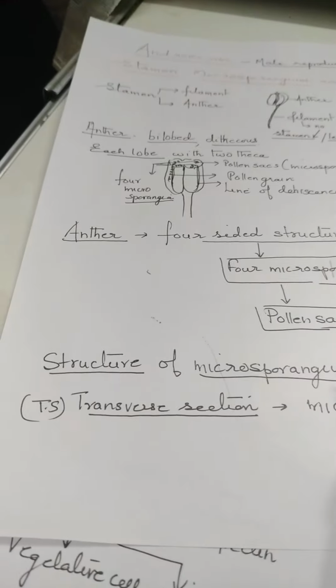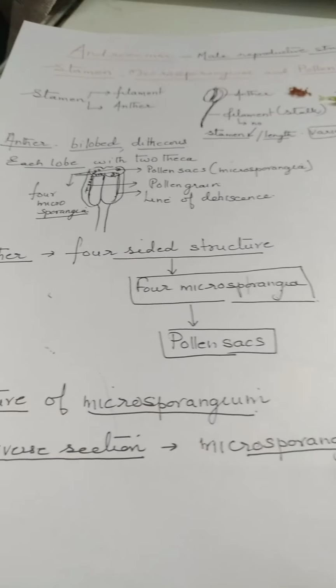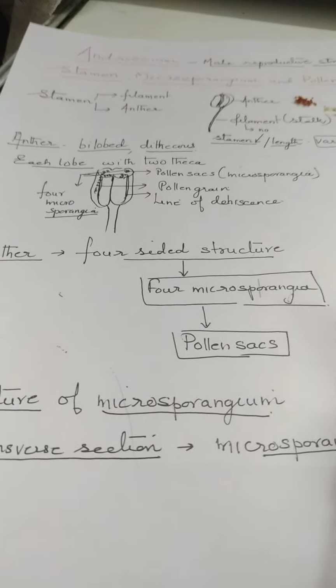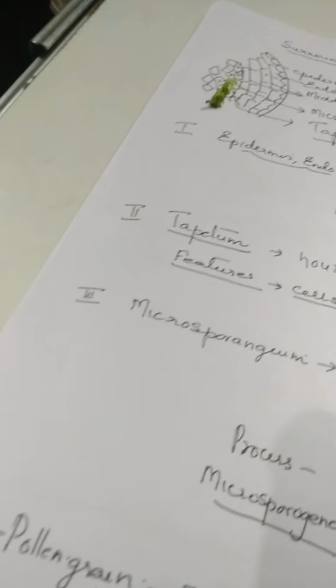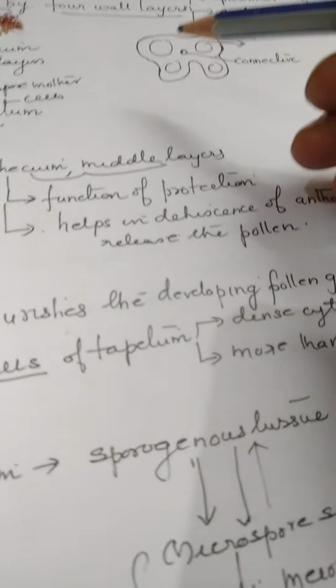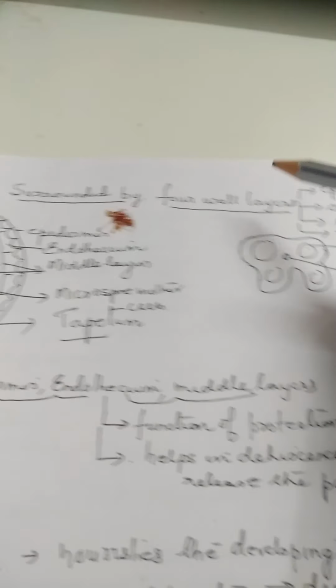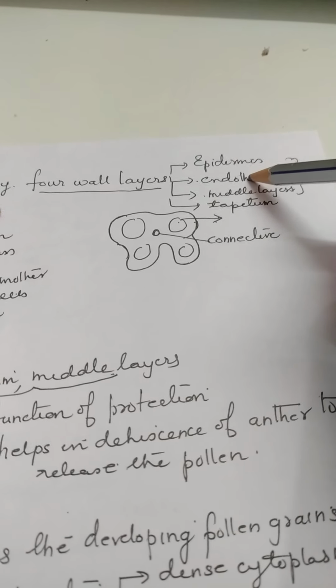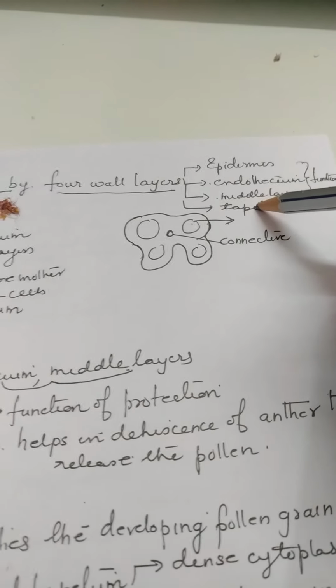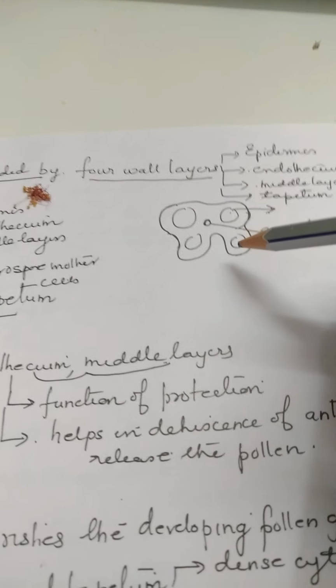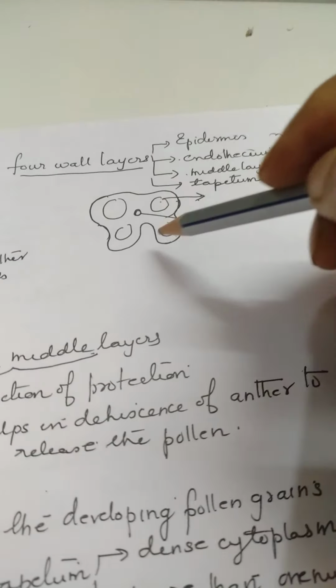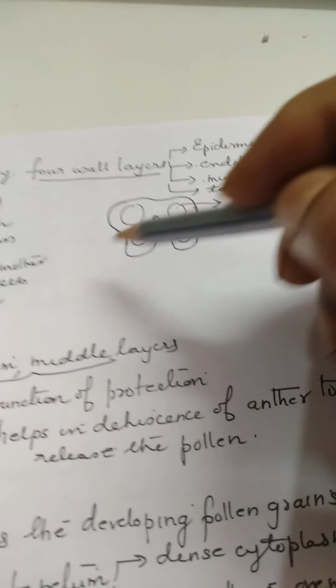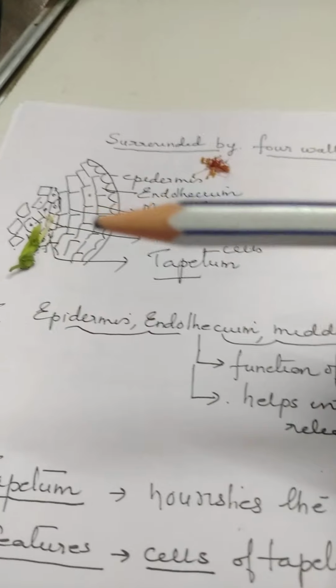Now let us see the structure of the microsporangium. When you see the transverse section of it, it is circular in outline. Now this microsporangium, when you are seeing the transverse section of it, is surrounded by four layers. That is, the outer one epidermis, endothecium, middle layers, and the tapetum. You can see the structure also as it is being drawn, circular in outline. In the center you can see there is a connective also, and here this is the transverse section of it.